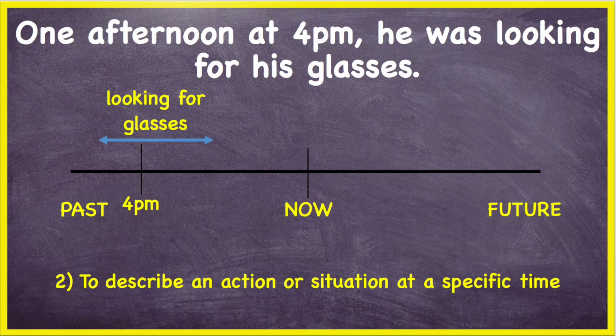He was looking for his glasses. So the action may have begun a long time before 4 p.m., or it may have begun just before 4 p.m. We don't know. And neither do we know how long it lasted, right? He could have gone on looking for his glasses for several hours after that. Or maybe he found his glasses at 4:01 p.m. We don't know. That's irrelevant when we're using this tense.